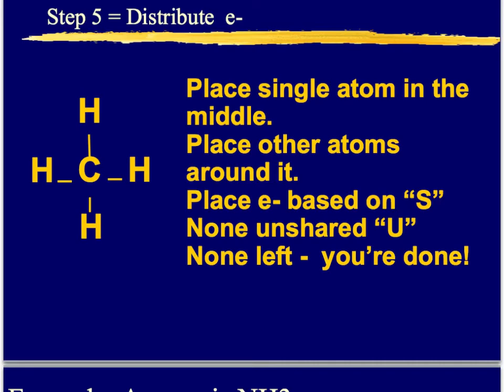So we place the single atom in the middle. We place the other atoms around it. So we put carbon and then we put the hydrogens. And then it said that there were going to be 8 shared electrons. So remember, each line represents 2 electrons. So we only have 4 lines or 4 bonds because this is 2, 4, 6, 8 shared electrons, and that's only 4 bonds. So we place the electrons based on the shared. We didn't have any unshared electrons, and so you're done with your structure. So this is what our Lewis structure for methane would look like.